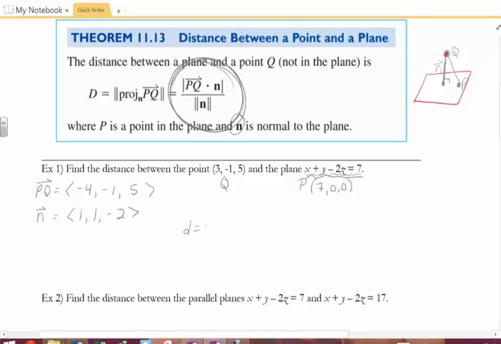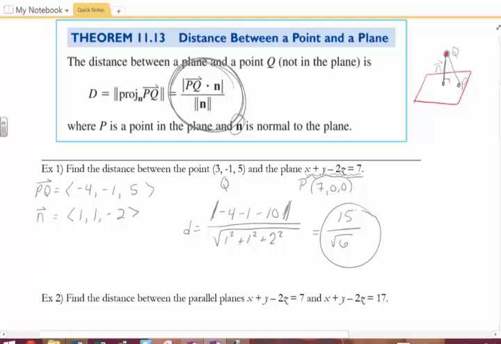So my distance is going to be PQ dot n. Remember, when you dot things, you multiply the components together and then add. So it's going to be the absolute value of negative 4 minus 1 minus 10. Those are absolute values, not ones. Divided by the magnitude of n, which is the square root of 1 squared plus 1 squared plus 2 squared. So my distance here is going to be 15 over the square root of 6. And I don't care if it's in simplest radical form, that works for me. So 15 over radical 6, that's the distance between the point and the plane.